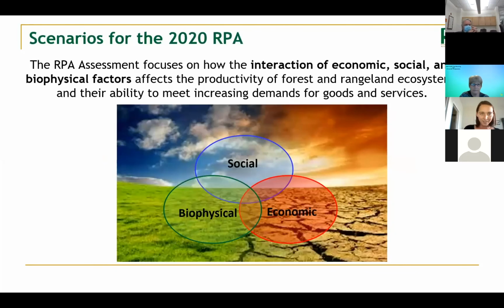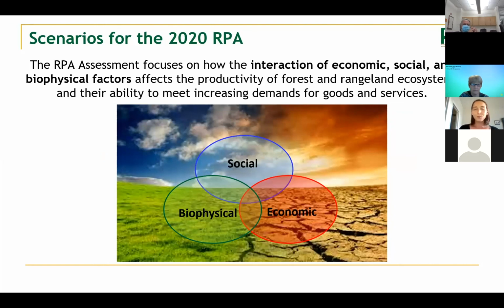And what we focus on in the RPA assessment is the interaction of economic, social, and biophysical factors that, coming out of the language of the Act, affect the productivity of our forest and rangeland ecosystems. And so really looking at that intersection between all of those different things to better understand the resources that we do have on the landscape.